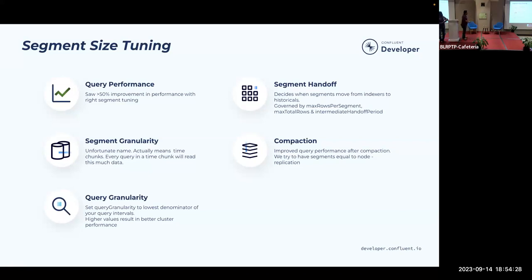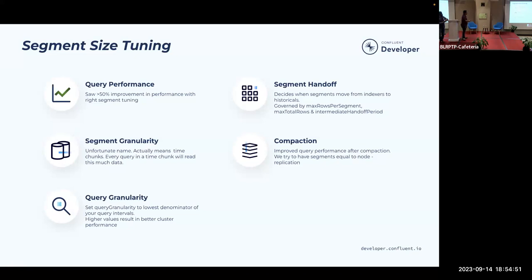Apart from that, you also can look at your query granularity. Query granularity sets whether you can ask for data for every millisecond or for every second, right? But our queries followed a pattern where they asked for data with granularity of 1 minute. So there's no point in storing data with lower granularity. So optimizing this also helped.